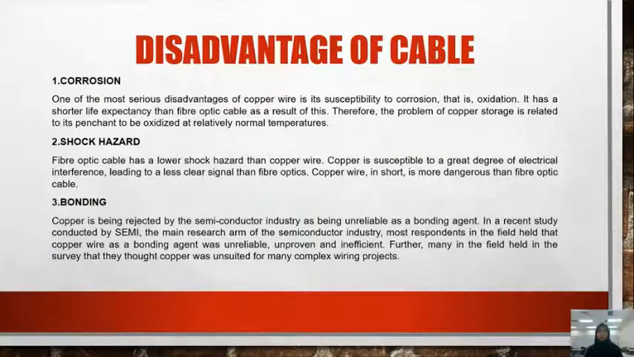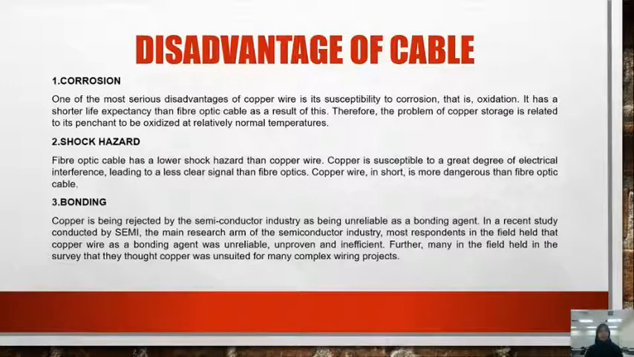Assalamualaikum warahmatullahi wabarakatuh. My name is Adia Fakihah Naidi binti Muhammad Rusi and I will present to you about the disadvantages of the cable. First is corrosion. One of the most serious disadvantages of copper wire is its susceptibility to corrosion, that is oxidation. It has a shorter life expectancy than fiber optic cable as a result of this. Therefore, the problem of copper storage is related to its chance of being oxidized at relatively normal temperature.